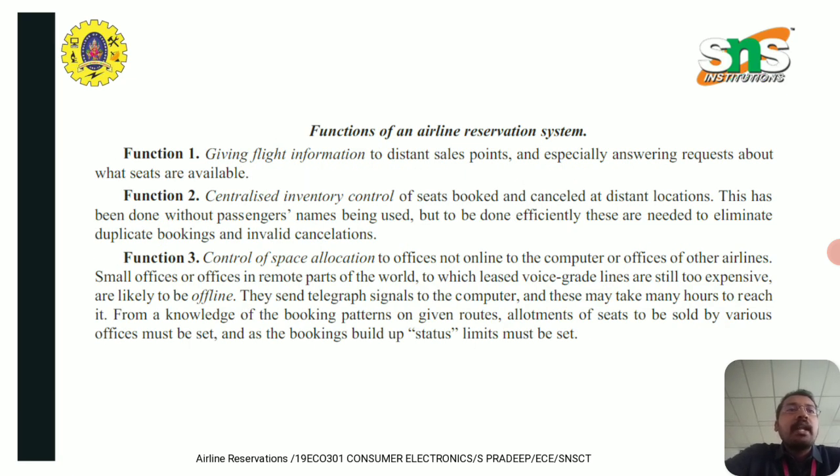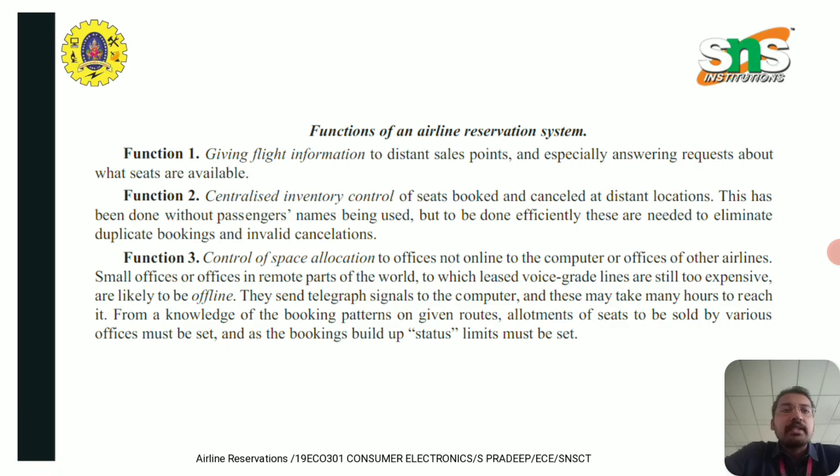Functions of an airline reservation system. Function 1: giving flight information to distant sales points and especially answering requests about what seats are available. Function 2: centralized inventory control of seats booked and cancelled at distant locations. This has been done without the passenger's name being used, but to be done efficiently, names are needed to eliminate duplicate bookings and invalid cancellations.